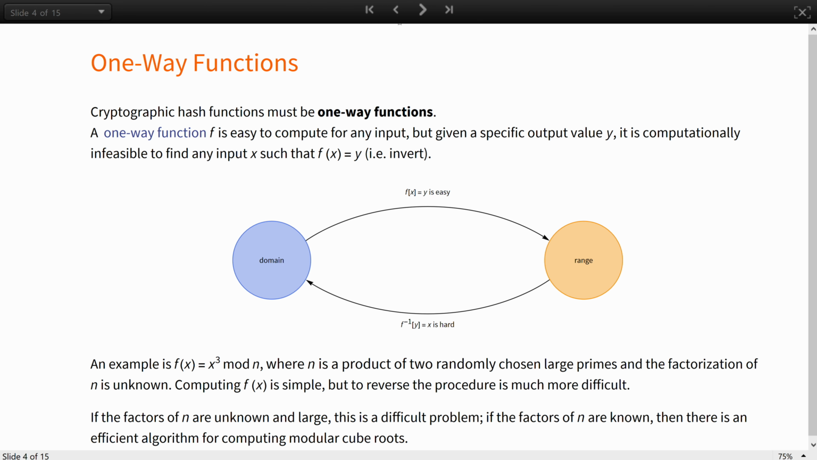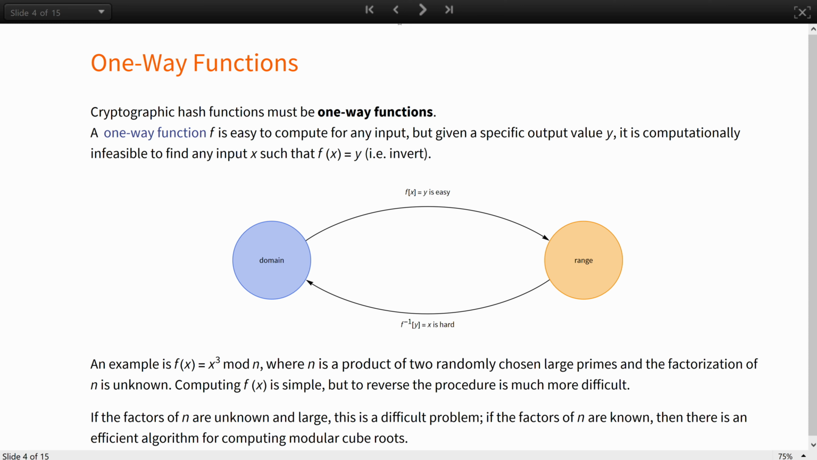Cryptographic hash functions must be one-way functions. A one-way function f is easy to compute for any input x, but given a specific output value y, it is computationally infeasible to find any input x such that f of x equals y, that is, to invert f. It is not yet formally proven that one-way functions actually exist, but at the current state of modern cryptography, they are widely believed to exist with respect to reasonable and practical definitions of easy and computationally infeasible.